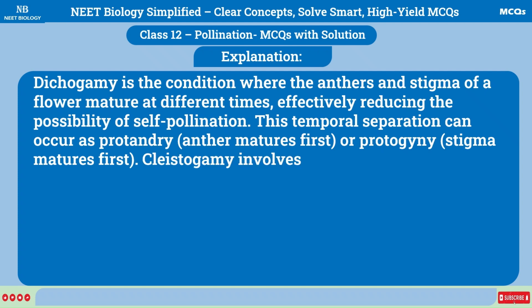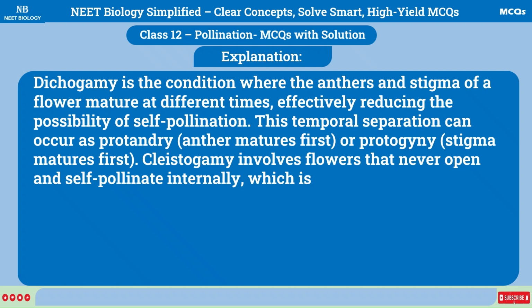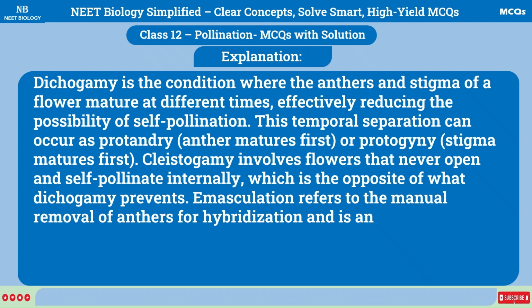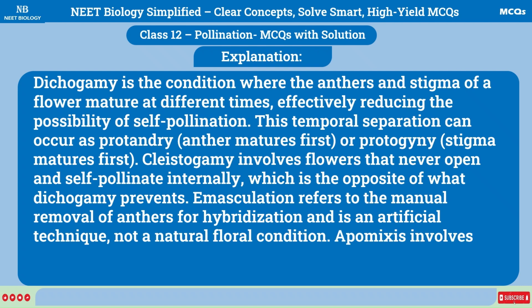Cleistogamy involves flowers that never open and self-pollinate internally, which is the opposite of what dichogamy prevents. Emasculation refers to the manual removal of anthers for hybridization and is an artificial technique, not a natural floral condition. Apomixis involves seed formation without fertilization, bypassing pollination entirely.